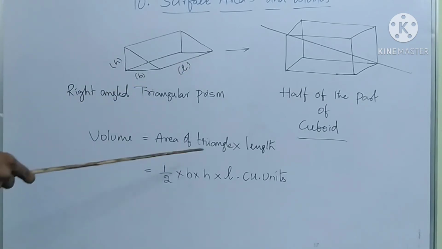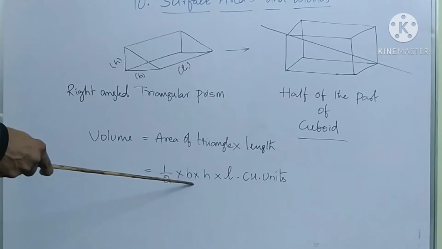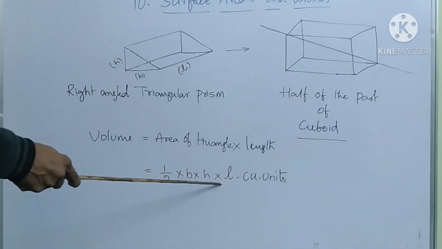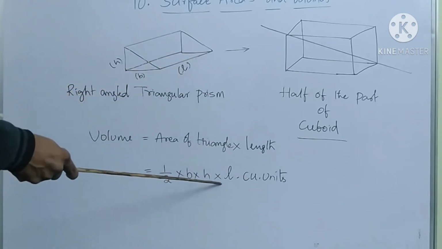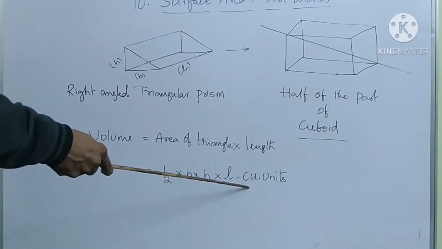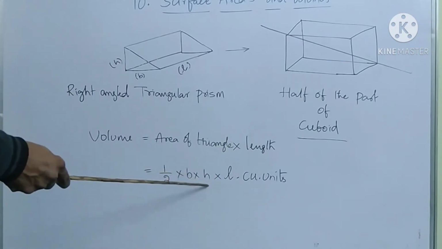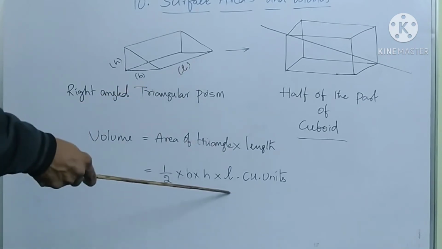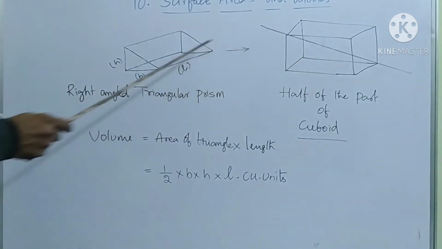So that is equal to area of right angle triangle, which is half into base into height, into the length of the triangular prism, L. So units are cubic units. So the formula of volume of triangular prism is half into base into height into length. Its units are cubic units. This is one of the sectioning parts of a cuboid.